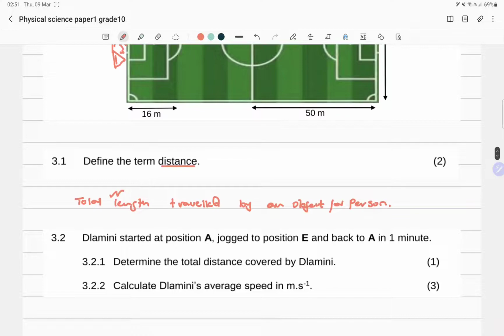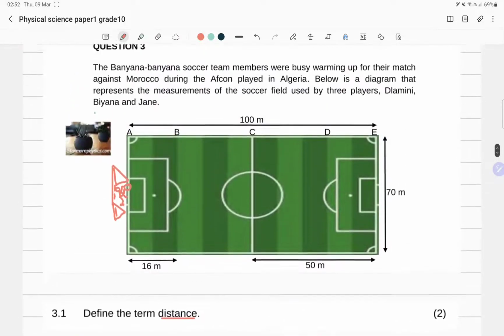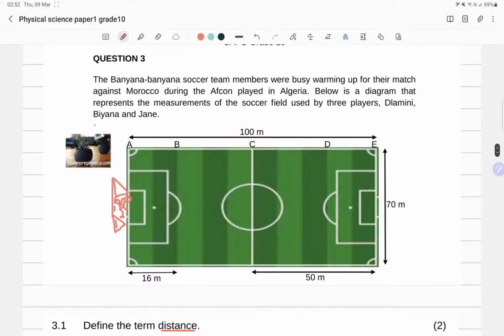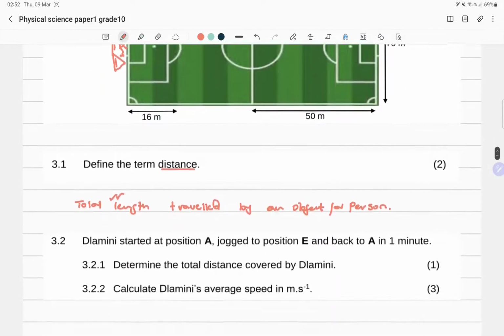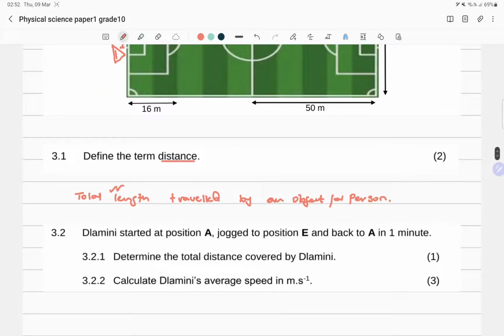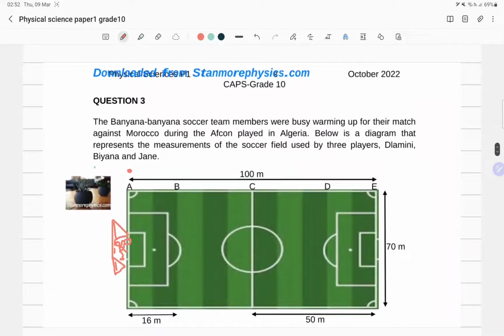Anyway, Dlamini started at point A. There's Dlamini right there. Dlamini starts there. What does she do? She jogged to position E and back to A in 1 minute. So she did this, and she did that again.